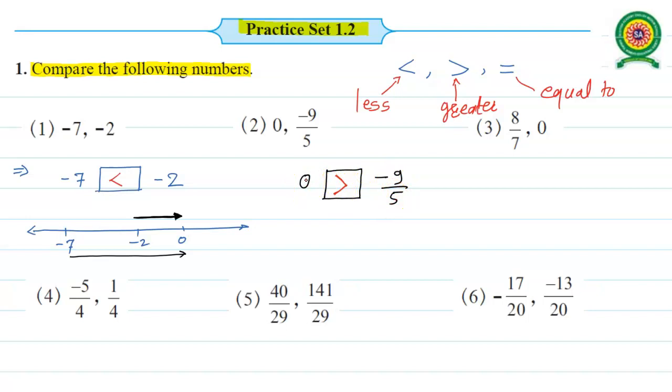Now look at the next sub-question. Third, we have 8 by 7 comma 0. Again we know that a positive integer lies just to the right of 0, so a positive integer is always greater than 0. Now we have a positive rational and 0. Keep in mind, be focused, any positive number is always greater than 0. So 8 by 7 is greater than 0, or we might read it as 0 is less than 8 by 7.